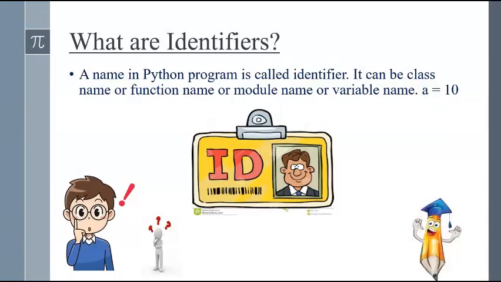For example, a equals 10. Here 10 is the value which is stored in a, so a is known as an identifier. Let me give you a practical life example. If a person is doing a job in a company, ABC company, he should have some ID proof through which he is doing work in that company. The ID proof of that employee is known as the identifier of that person. Hope that clears your doubt about what identifiers are, basically.